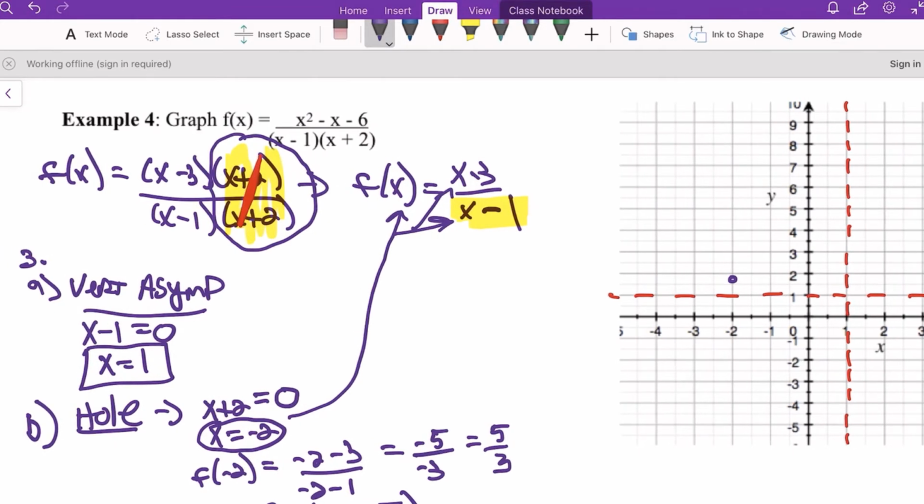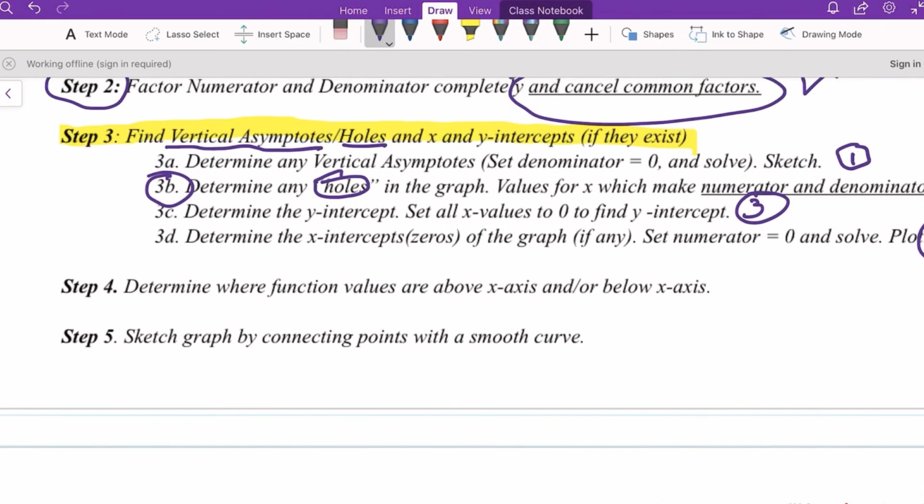So we're moving our way through the steps. We've taken care of part 3. There's a lot of little pieces in part 3, but we've done the vertical asymptote and the hole. And now the next part is we're going to find the y-intercept and then the x-intercepts. And then we'll get a better picture of the graph, just plotting some additional points in step 4, and then we'll just do the sketch in step 5. So I'll be right back with parts 3C and 3D as we find the x and y intercepts.